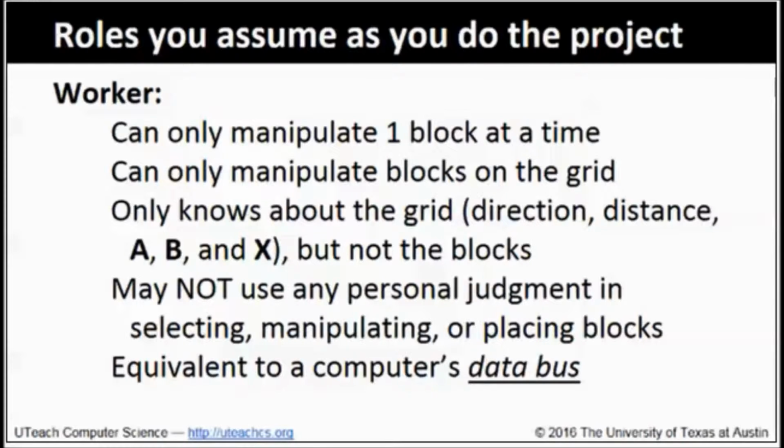The worker moves the data blocks around on the grid. The hardware performing this function in a computer is called the bus, like a school bus. It transports the data around the memory. So you see, the worker can only manipulate one block at a time. So the worker only knows about the grid. You know, is it going north or south? Is it going to A, B, or X? But not the blocks. The worker cannot use any personal judgment in selecting, manipulating, or placing the blocks. That's how the computer's data bus acts.